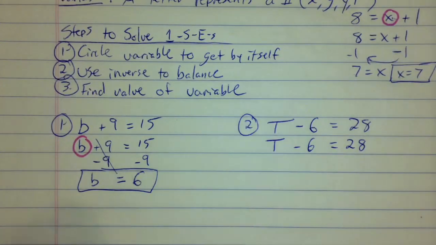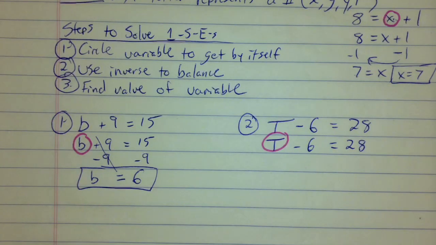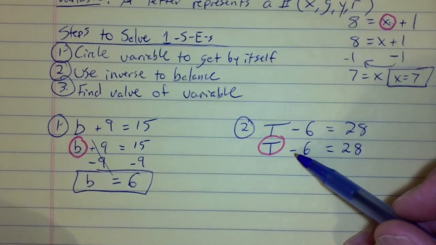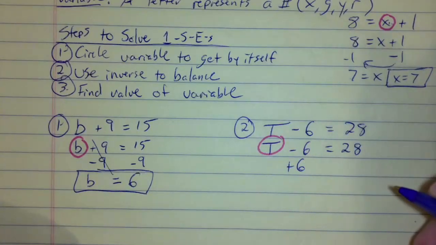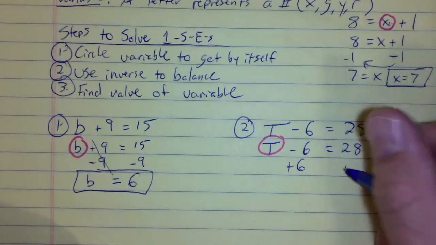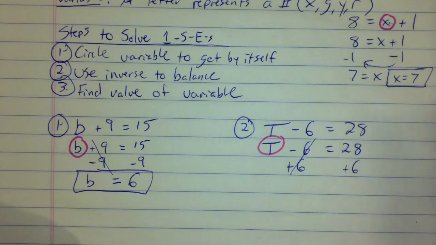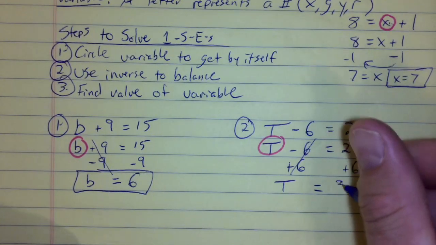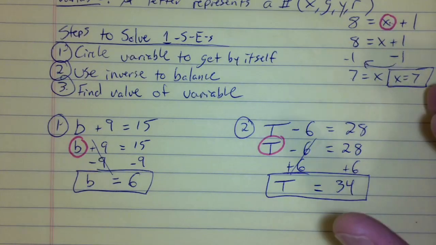All right, and remember, you're trying to get this variable by itself. So circle that variable. And then step 2, use the inverse. What's the inverse of subtraction? That's addition. So just add 6, and what you do to one side, you must do to the other. Good. Your 6's cancel out, so you can cross those out. Now you're just left with t equals, and then what is 28 plus 6? Well, that's easy. 28 plus 6 is 34. T equals 34. That's it.